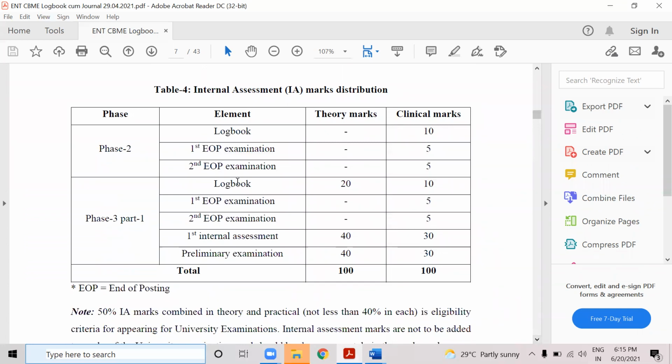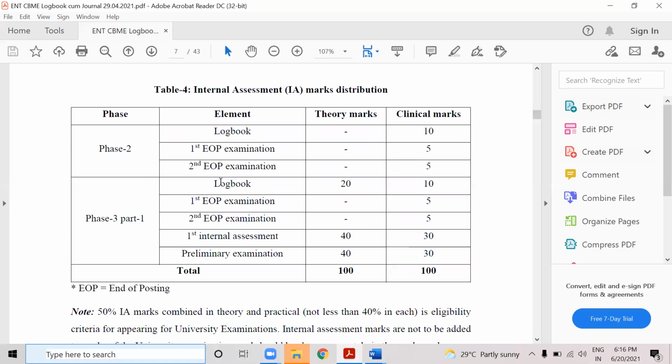So phase 2 logbook: no question of any theory logbook, but a logbook needs to be maintained for clinical posting. So 10 marks for that. These are now the actual internal assessment marks which will be submitted to the university. Then the first end of posting examination, in the initial table we saw that will be of 50 marks, so that 50 will be converted into 5. Similarly, the second end of posting examination, 50 will be converted into 5.